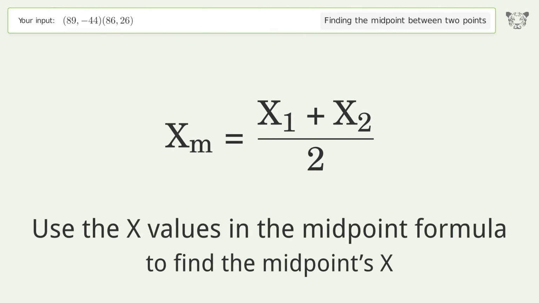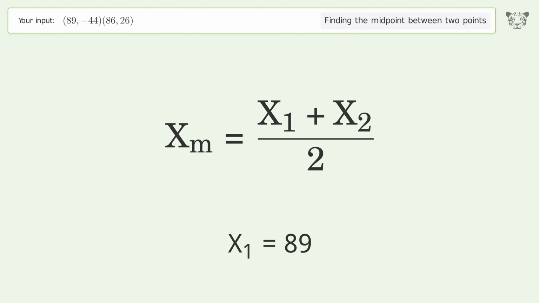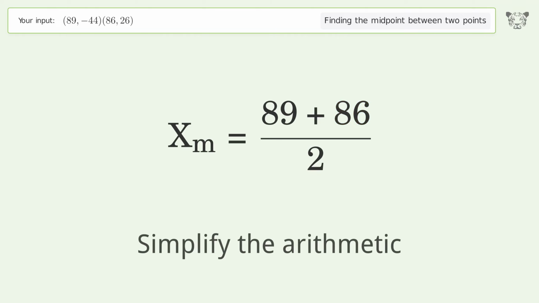Use the x values in the midpoint formula to find the midpoints x. x1 equals 89. x2 equals 86. Simplify the arithmetic.